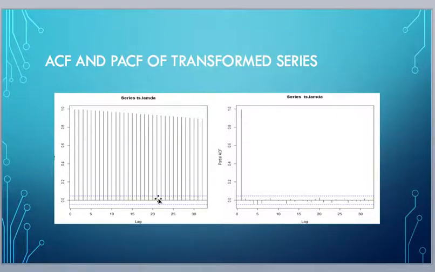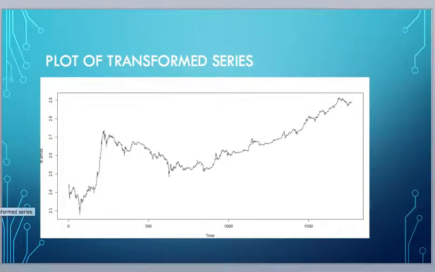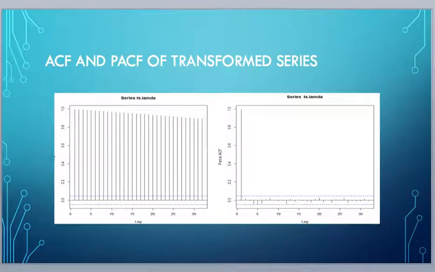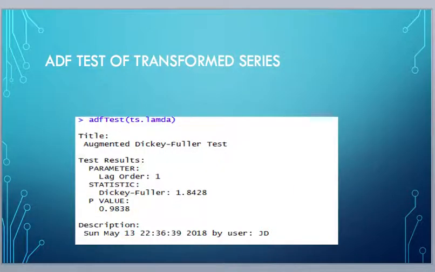This is the ACF and PACF of the transformed series, so we can still see a trend in there. So maybe we'll first difference the series to see whether we can get a stationary series or not. This is what the ADF test suggests for this transformed series. Since we're getting a p-value of 0.9838, which is greater than 0.05, it means that the series is not stationary and we cannot reject the null hypothesis.